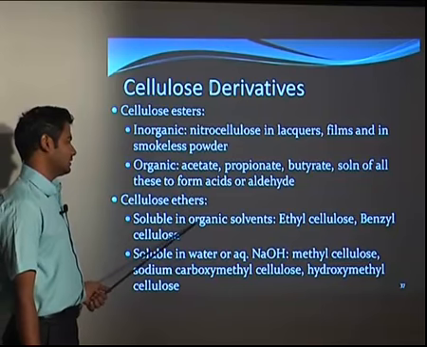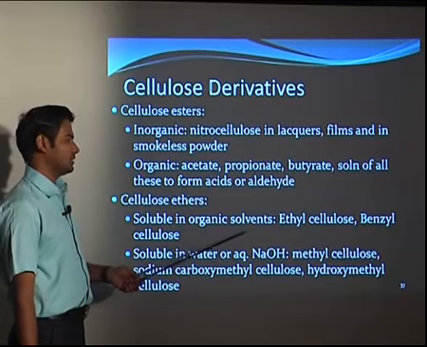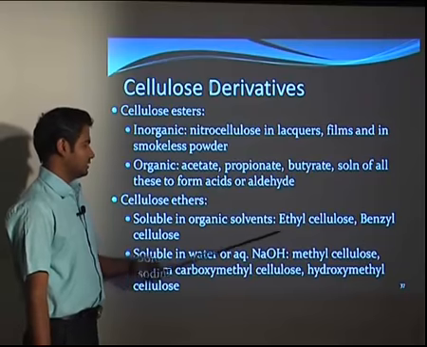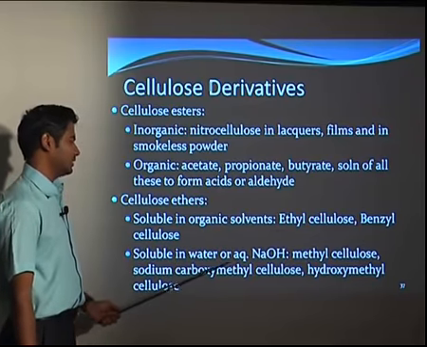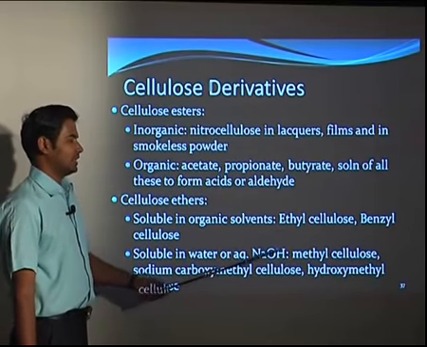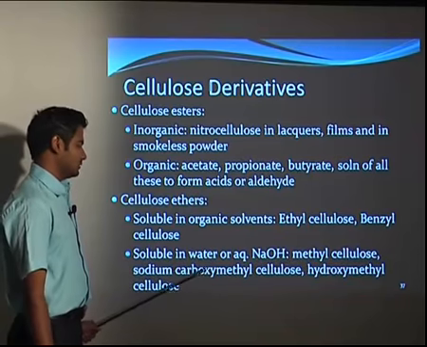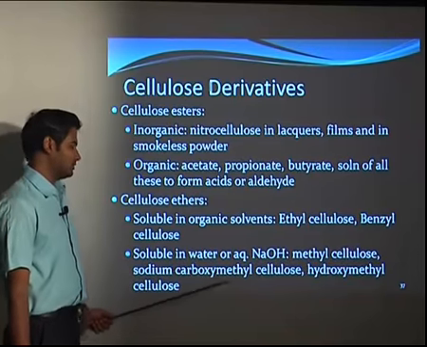Then cellulose ethers, which contain those soluble in organic solvents like ethyl cellulose and benzyl cellulose, then those soluble in water or aqueous sodium hydroxide. They will be methyl cellulose, sodium carboxymethyl cellulose or hydroxymethyl cellulose.